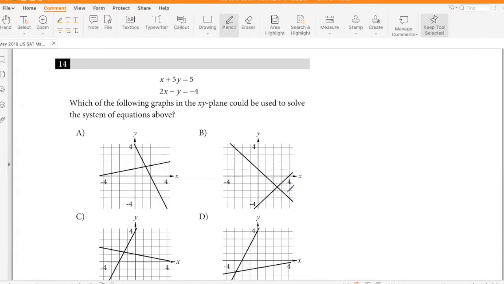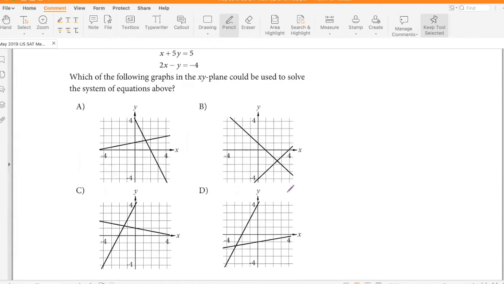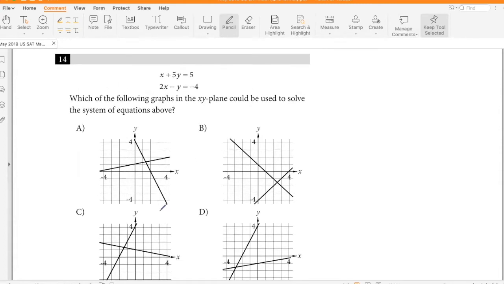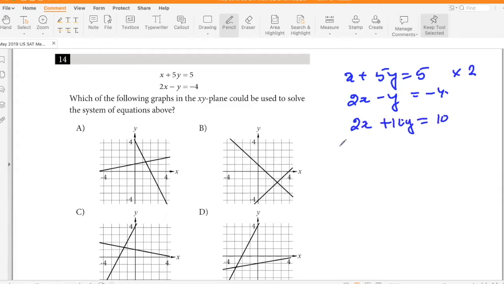Which of the following graphs in the xy plane could be used to solve the system of equations above? So we can find the solution to this system and then see which quadrant the solution lies in, because all the 4 graphs have solutions in different quadrants. So let's solve that. x plus 5y is 5 and 2x minus y is negative 4. So let's multiply this by 2. 2x plus 10y is 10. And then let's subtract these two equations. So minus 11y is minus 14, right? So y is 14 by 11.